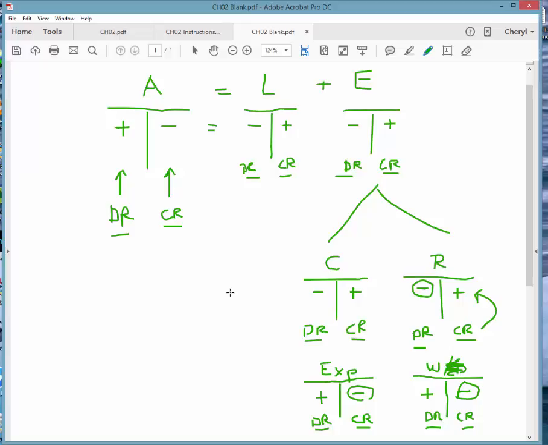Commit this to memory, folks. This is important. Everything else that you're going to do for the remaining chapters, there's this chapter plus 10 more after chapter 2, that is all going to be based on this information. So please commit it to memory.